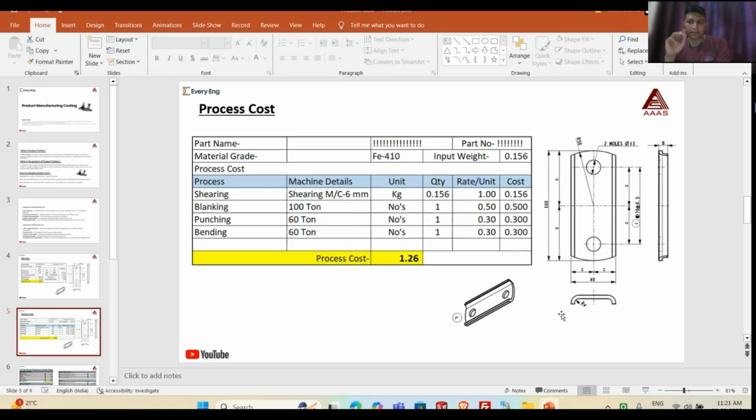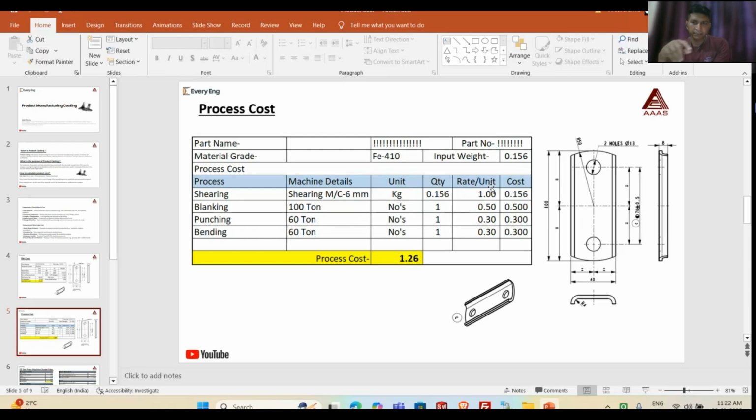After that we develop some dies for making this component. So the die processes will be blanking, punching, bending. So we consider that 3 dies produce this product. Now the major point is that shearing we calculate in kg. We calculate 1 rupee per kg. If our strip weight is 5 kg, then our cost is 5 rupees to cut the sheet to make the strip.